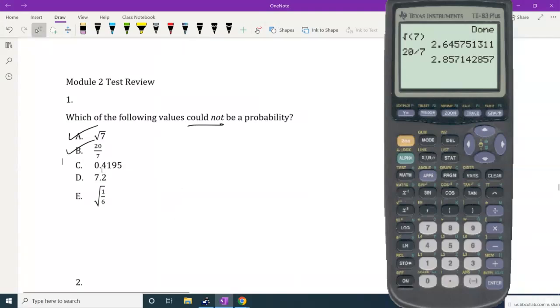For C, 0.4, that's within our limit. So that could very well be a probability. We're only going to pick out the ones that could not be a probability. 7.2, that's greater than 1, so that is not a probability. And then the square root of 1/6. So 1 divided by 6, I believe that's going to fall in our range, 0.4. So we would not include E as an answer choice.